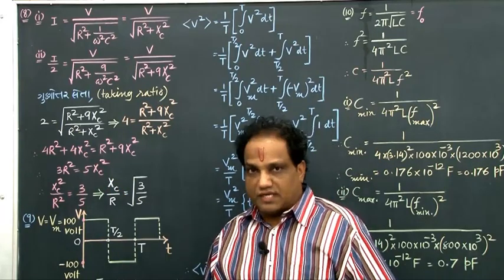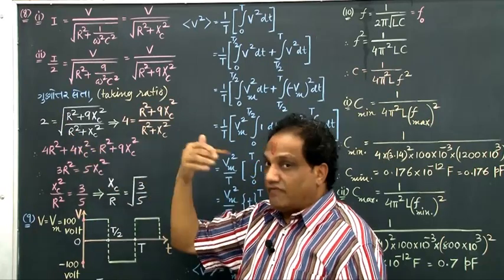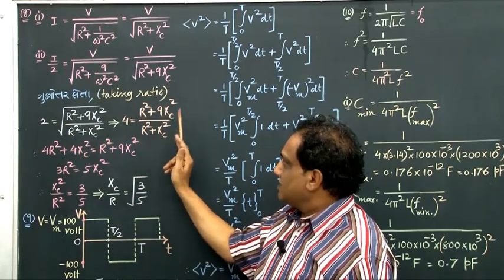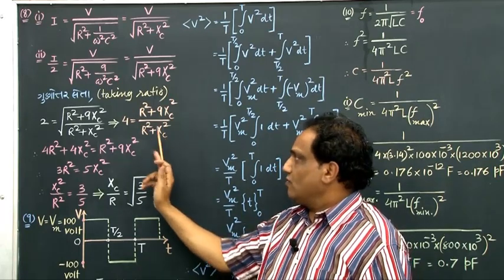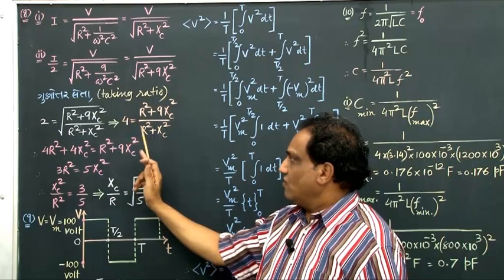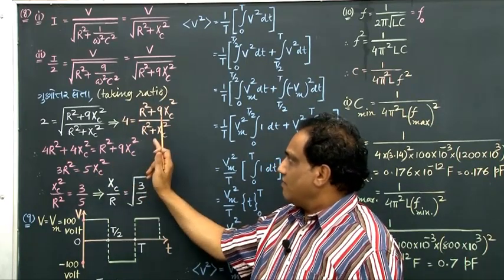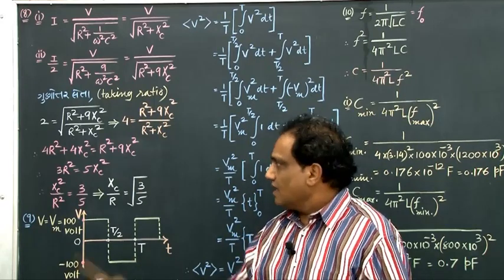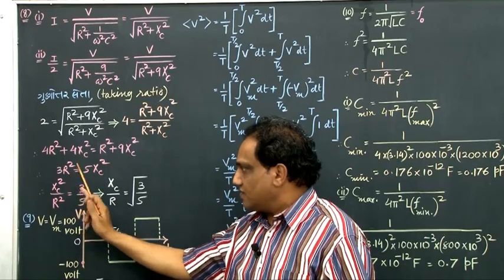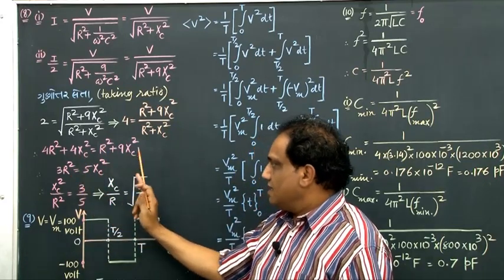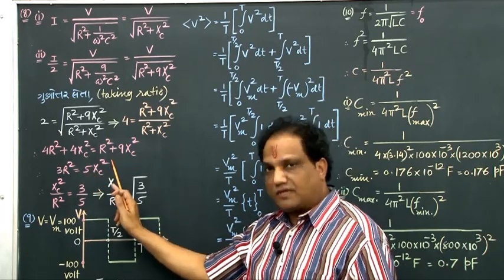Take squares on both sides. Square of this is 4. When you take square, square root will vanish. R square plus 9XC square upon R square plus XC square. Just take this part over here. So just multiply 4R square plus 4XC square equals R square plus 9XC square. Transfer this R square here. So it is 4R square minus R square, that is 3R square. Transfer this part over here, 9XC square minus 4XC square, that is 5XC square, correct.